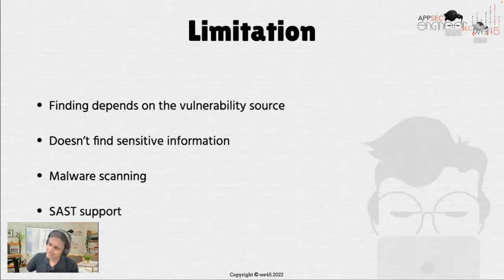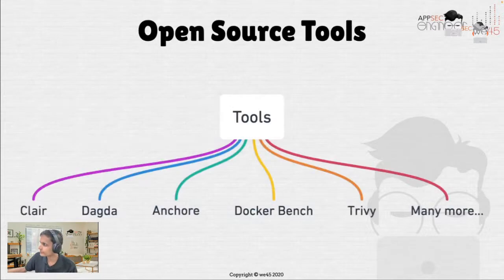And finally, it usually is not going to have SAST support, right? So if you have an application container where you've written an application in either Python or Node.js or Golang or any other programming language, it is not going to be able to scan your source code for you, typically. Now, obviously, there are a bunch of open source tools that are available.